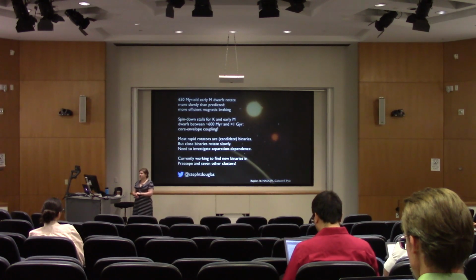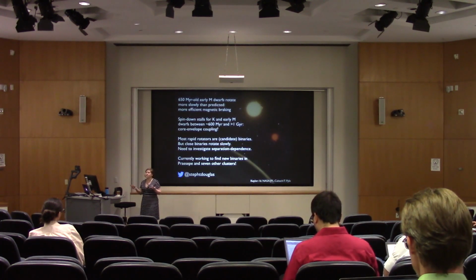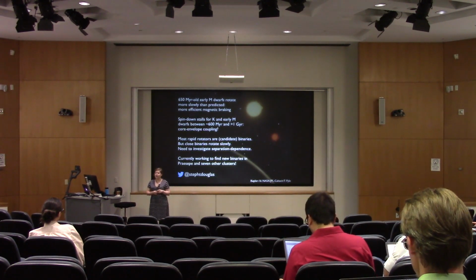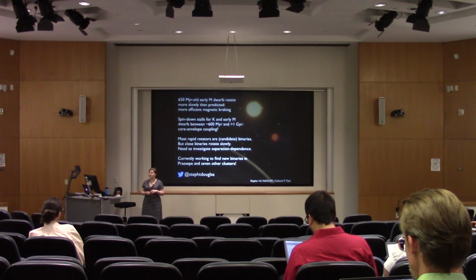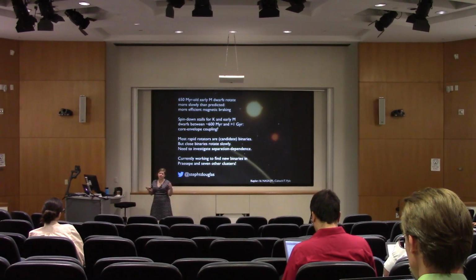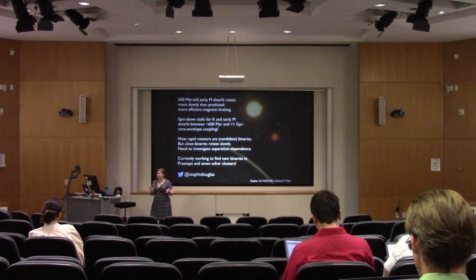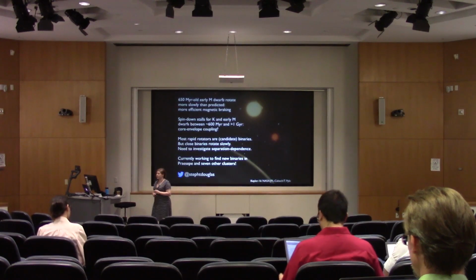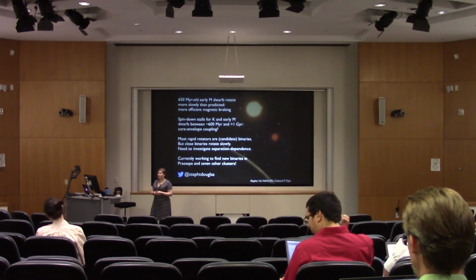So just to conclude, my work has shown that 650 million year old early M dwarfs rotate more slowly than predicted, which suggests that they're undergoing more efficient magnetic braking than we would expect based on solar type stars. But also, spin down stalls out for K and early M dwarfs from 600 million years to at least a gigayear, suggesting that we're seeing the core and the envelope recoupling, and the core is transporting angular momentum back into the envelope. Also, most rapid rotators are at least candidate binaries, but also we're seeing evidence that close binaries rotate slowly.